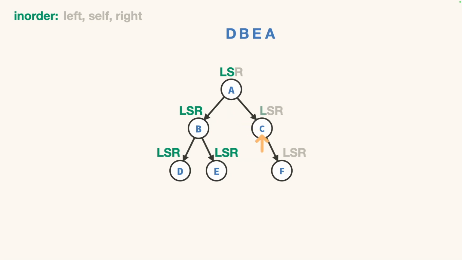C has no left child, so L is automatically done. So it could just process itself. So I add C into my output. From here, C wants to process its right children. So I go down to the F node.